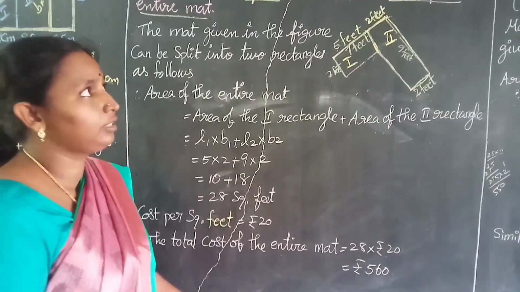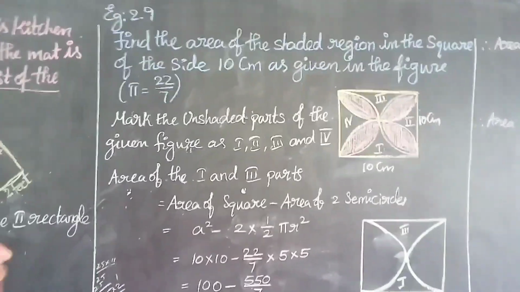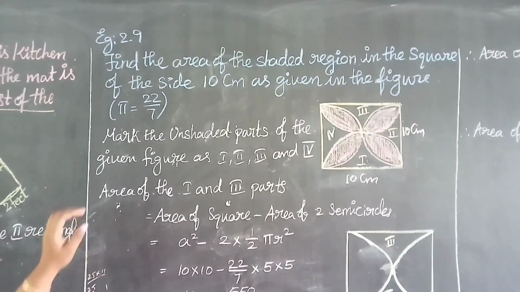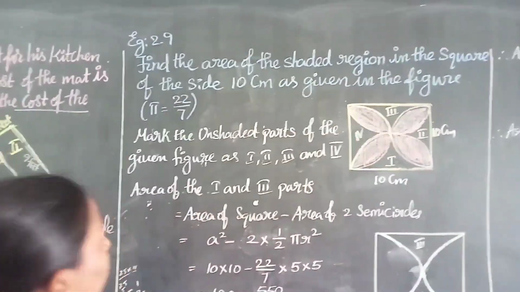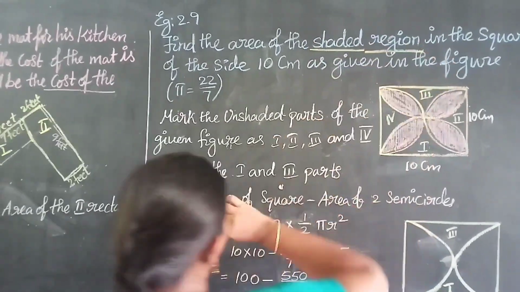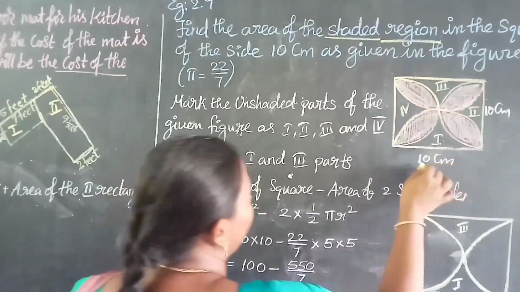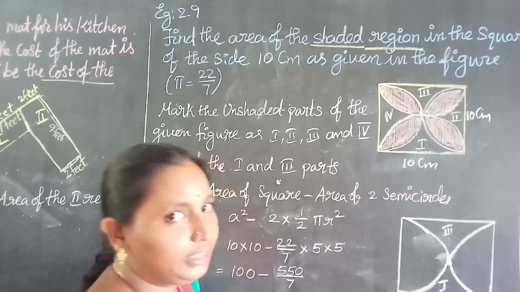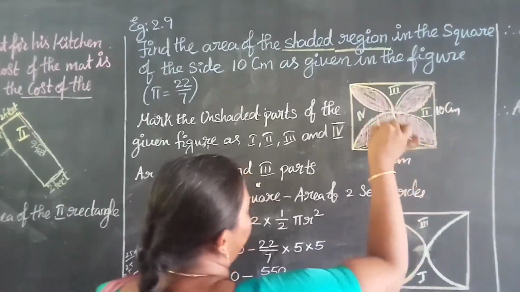So did you understand this? Move on to the next example. 2.9. Find the area of the shaded region in the square of side 10 cm as given in the figure. So we are going to find the area of the shaded region. In the given square shape, we have one flower like this. So the side of the square is 10 cm. We are going to find the area of the shaded portion.